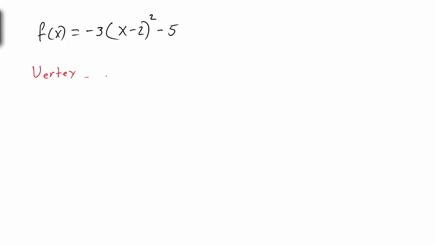So let's see if you can determine this next example. And again, once I have the example, maybe you want to pause the video and see if you can figure this one out. We have f of x equals negative 3 multiplied by x minus 2 squared minus 5. And we want to identify the vertex. And we want to know which way the graph opens. Does it open up or down? And we also want to identify the axis of symmetry.